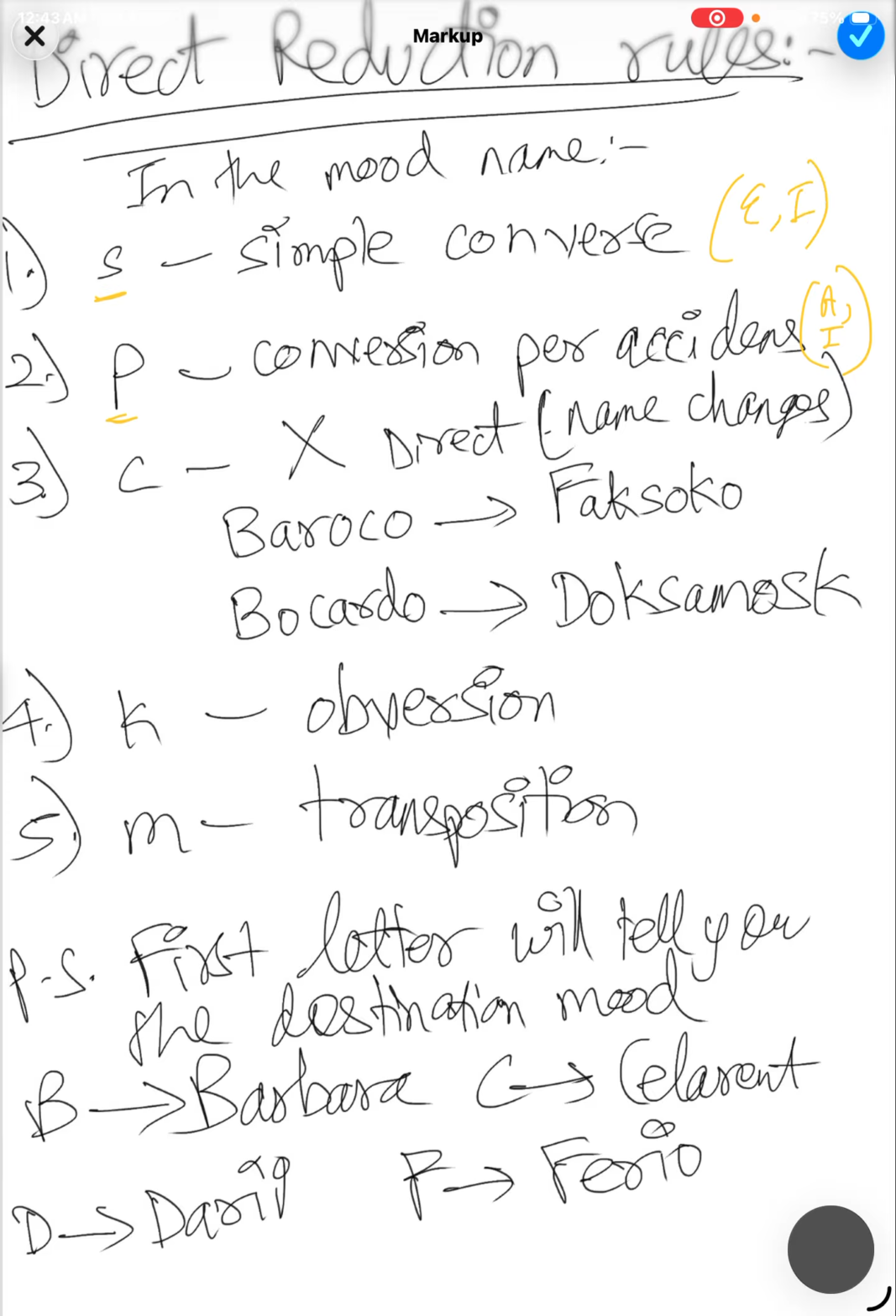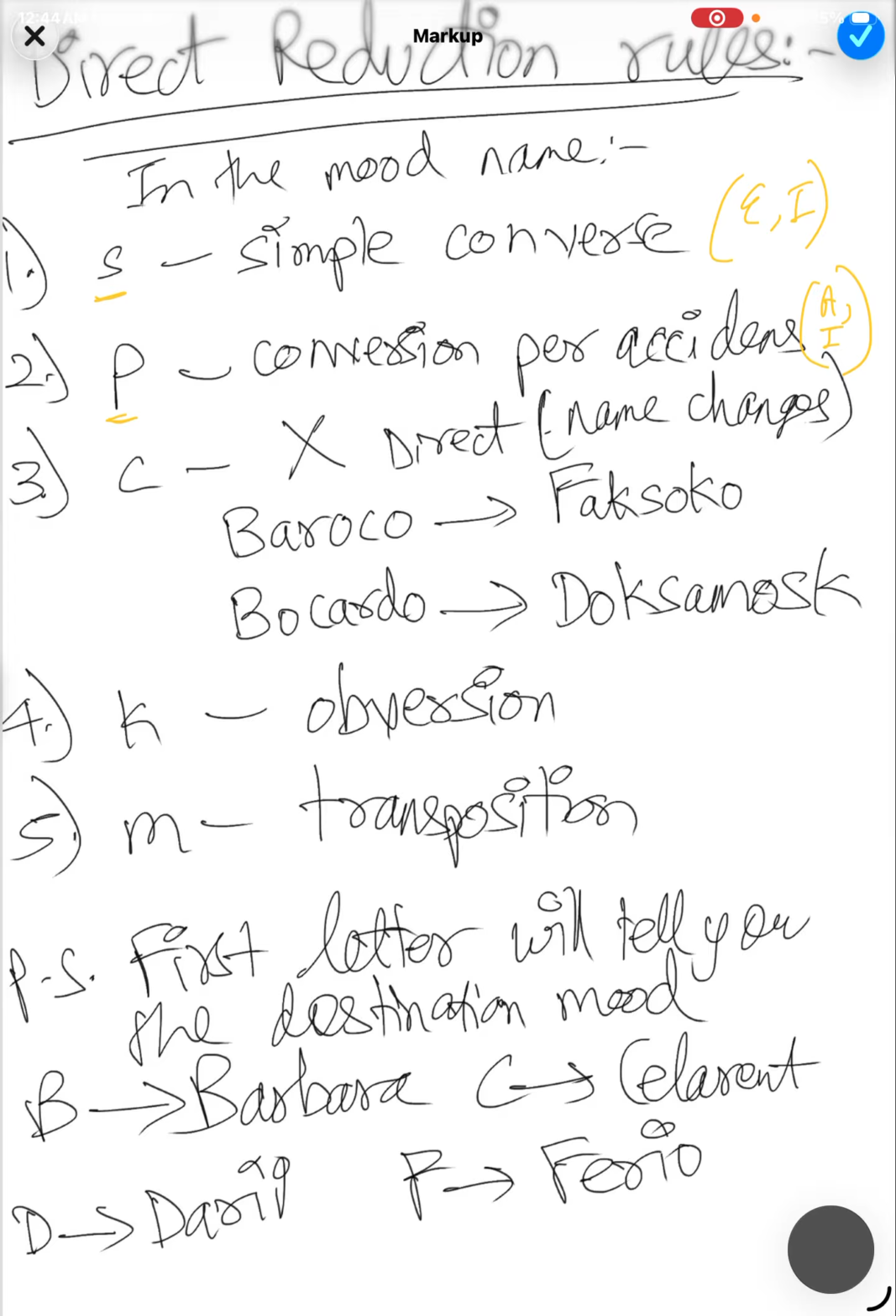Okay. Now, on which vowel or on which proposition you will do it will be decided by where the letter is coming. So, suppose I have Datisi. In Datisi, the S is coming after the minor premise, the second vowel. So that is the minor premise. So I'll be doing simple converse on the minor premise. We'll do that later on.